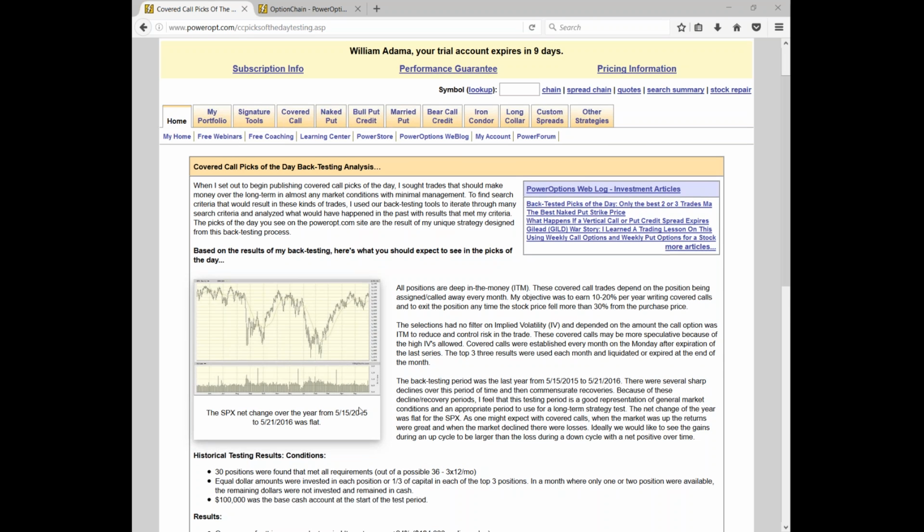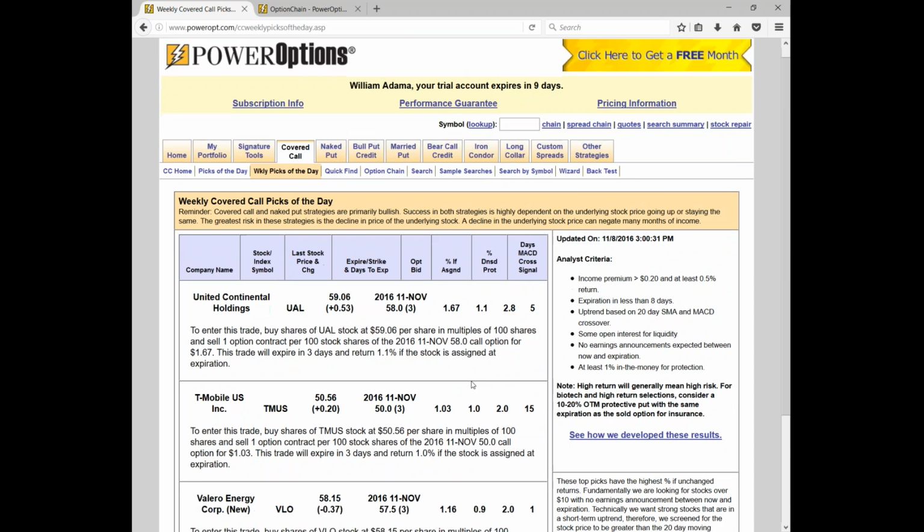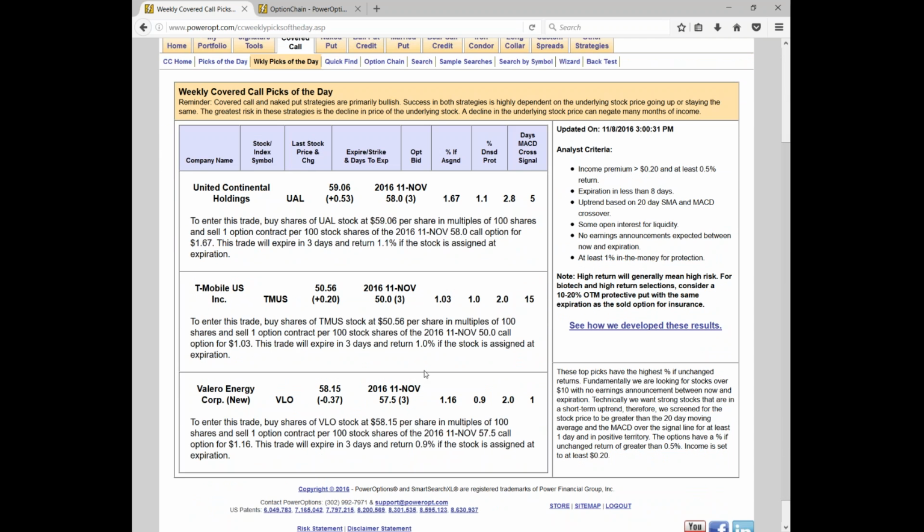But this is to help you streamline. You can see the picks of the day, and you can also adjust the picks of the day to match more of your criteria. There's also the weekly picks of the day as well. These are looking for the shorter term trade, and you can click on that, see how we developed these results, and see the track record of those as well.